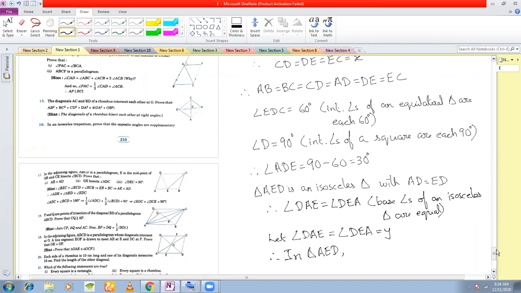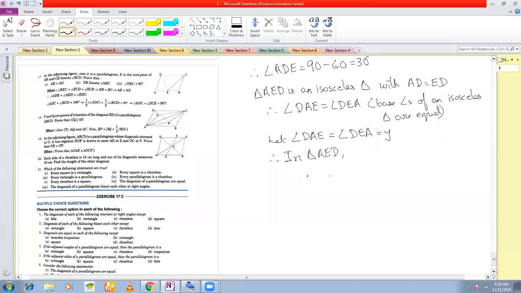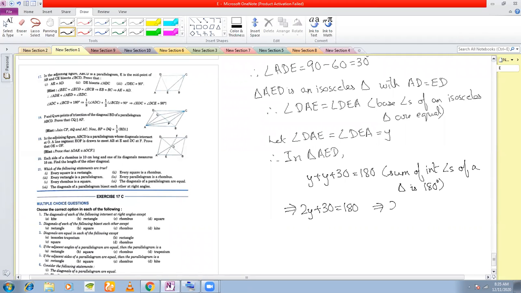Therefore, in triangle AED, these two angles I've taken to be Y. So Y plus Y plus 30 must be equal to 180 degrees. Reason: sum of interior angles of a triangle is 180 degrees. That means 2Y plus 30 is equal to 180, so 2Y is equal to 180 minus 30, so 2Y is equal to 150. Y is equal to 150 divided by 2, which is 75 degrees.